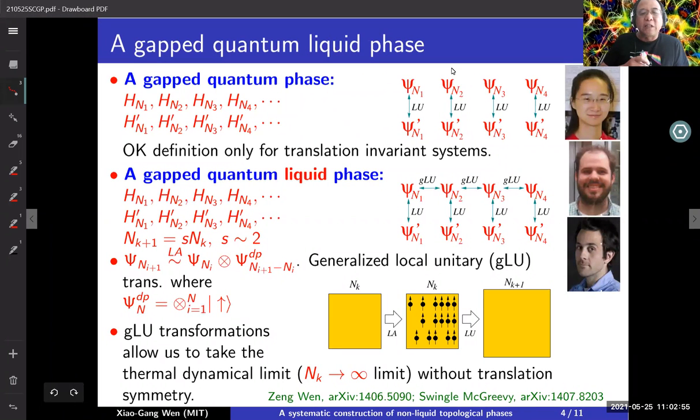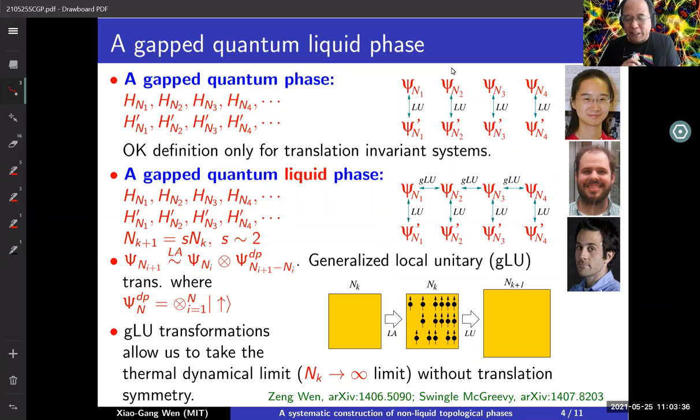And this led to the notion of a quantum liquid phase, which is that systems with different sizes, if they are connected by adding tensor product states, then we say they are in the same phase. So it's really like dissolving the product states. If systems with different sizes differ by just dissolving or adding these product states, then we say they are equivalent. This is a more precise definition of a gapped quantum phase.